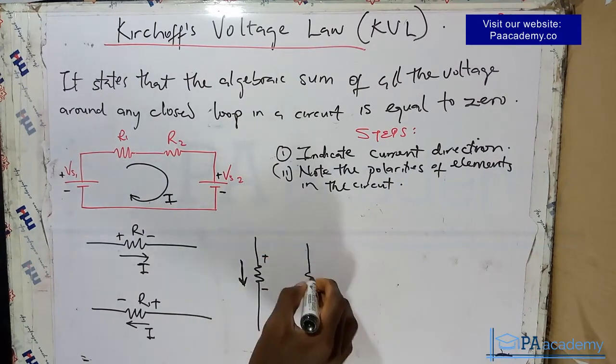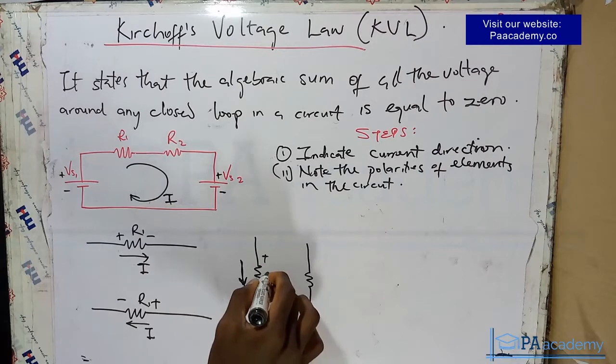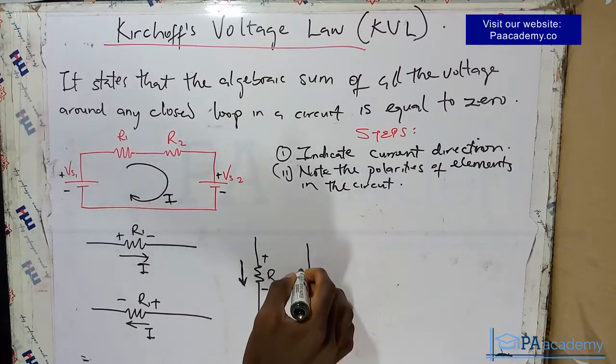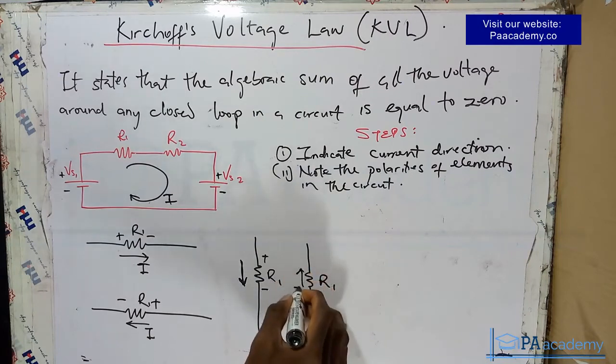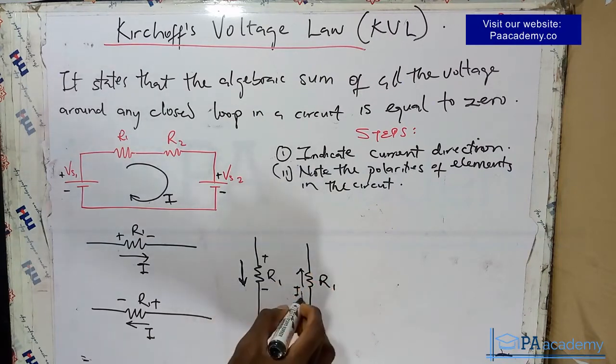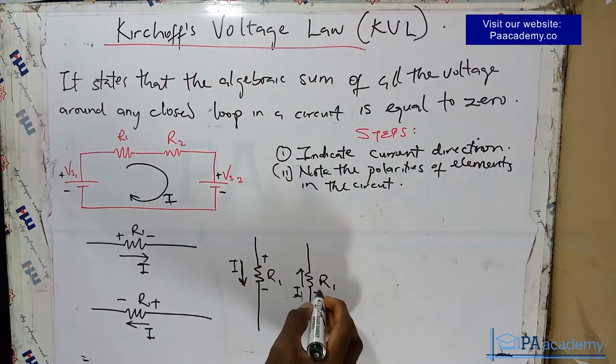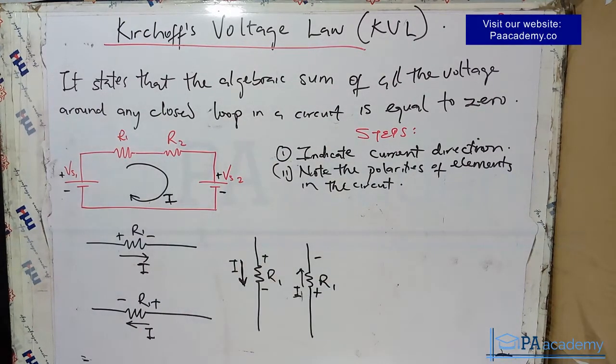So if this is our R1, this is also R. If the direction of our current is moving like this, that's going to be positive and negative. I hope what I've just done here is clear.